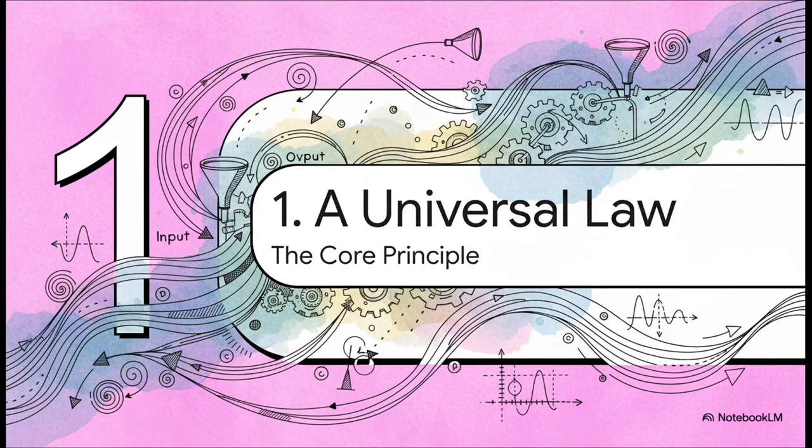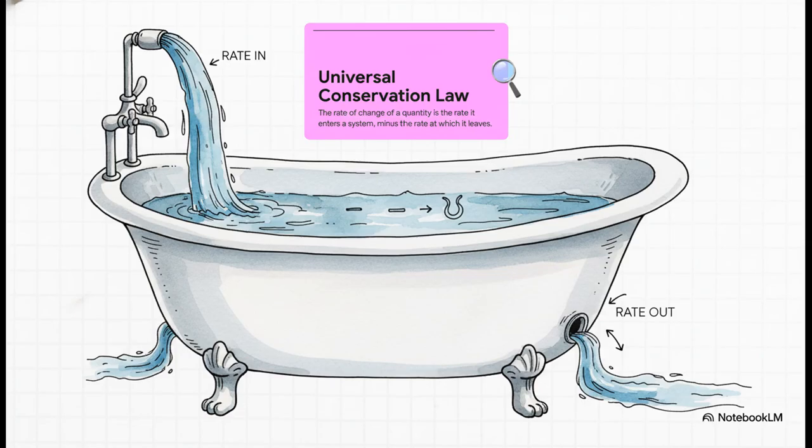It's called the universal conservation law. Now, it sounds kind of fancy, but honestly, it's super intuitive. Just picture a bathtub. The rate at which the water level is changing is just the amount of water coming in from the faucet minus the amount of water going out the drain. That's it. This rate in minus rate out concept is the absolute key to everything.